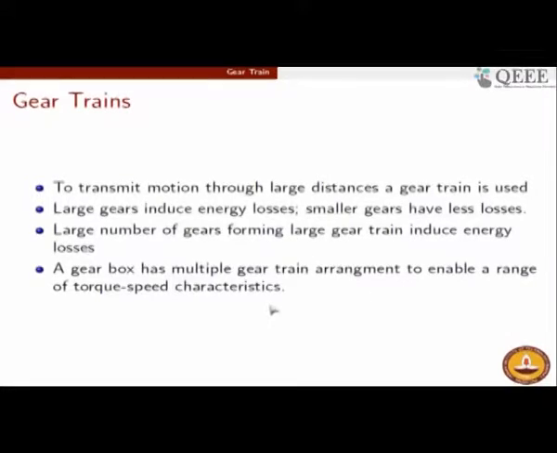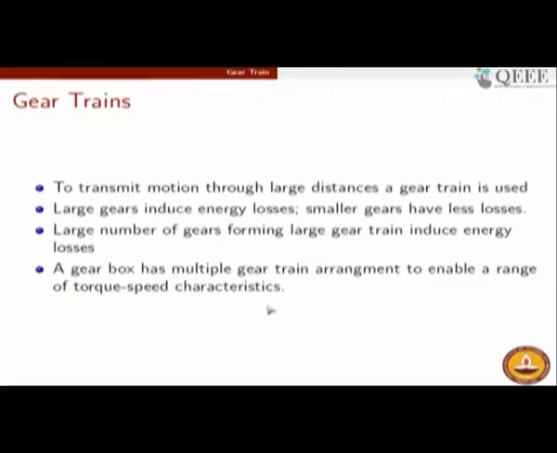Okay, so a gearbox, if you look at our usual automotive gearbox, will have multiple gear train arrangements to enable a range of torque speed characteristics. As was talked about in the introductory lecture, in our automotive application we need various torque speed characteristics, keeping the engine at the same efficient point and extracting all these torque speed characteristics. So there has to be multiple gears for the diverse driving conditions that we will encounter.